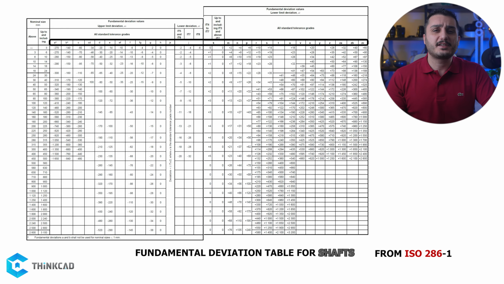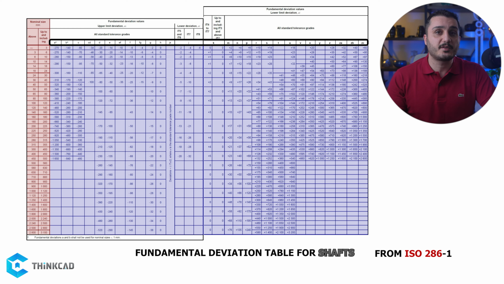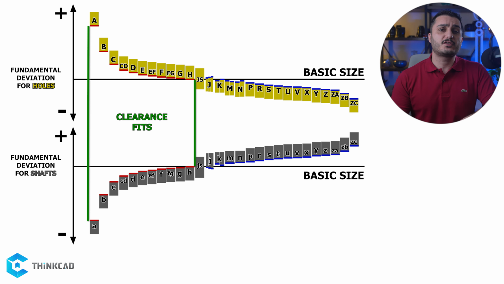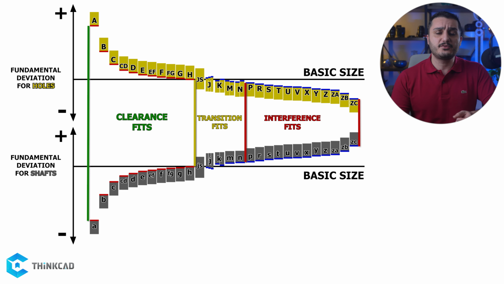These tables tell you exactly how far away you should be from the basic size and on which side of it. As a general rule of thumb, letters A to H are used for clearance fits, letters J to N are used for transition fits mostly, and letters P to ZC are used for interference fits.